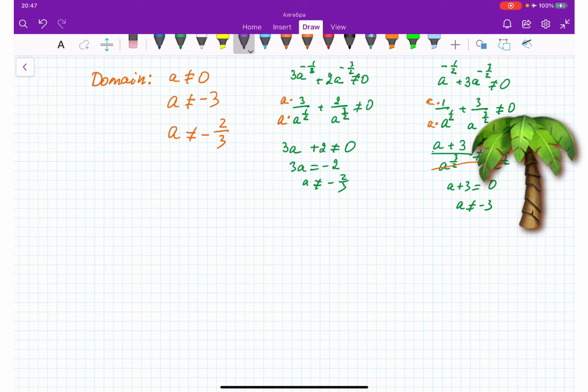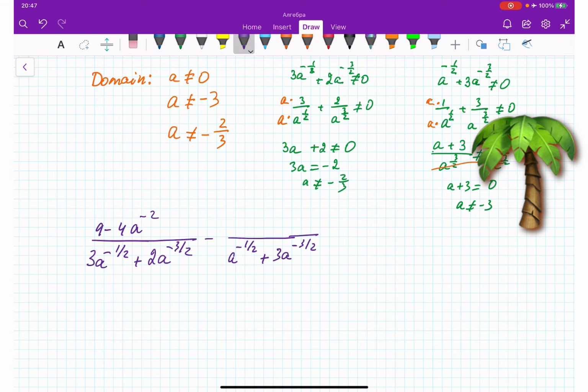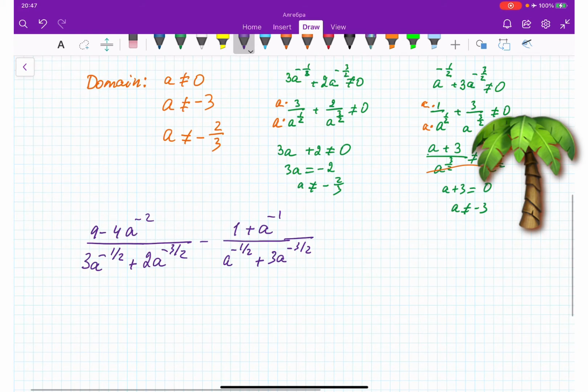So we have (9 minus 4a^(-2)) over (3a^(-1/2) plus 2a^(-3/2)) minus (a^(-1/2) plus 3a^(-3/2)) over (1 plus a^(-1) minus 6a^(-2)), and all these to power 4. Okay, let's start working.